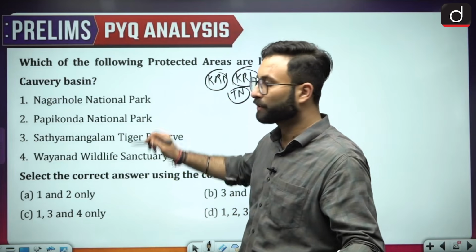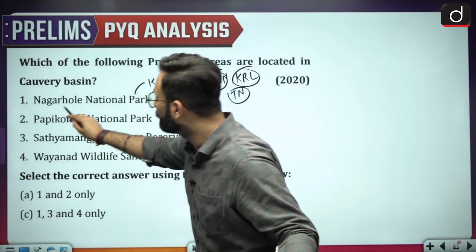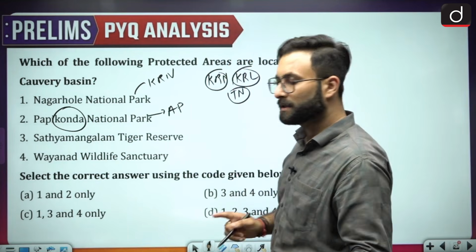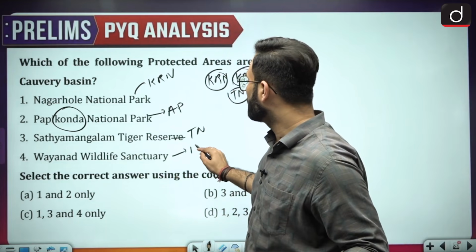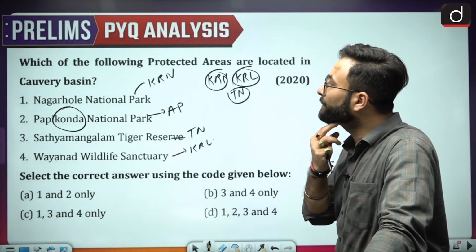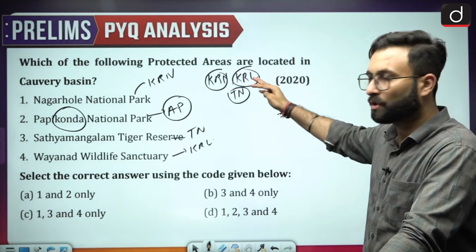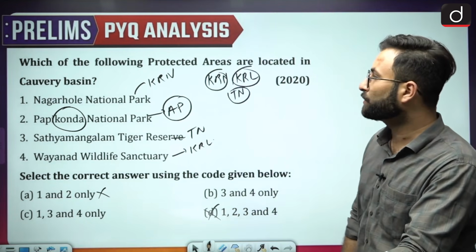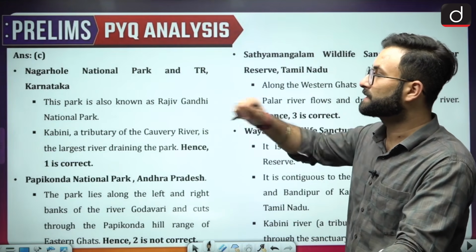Now let's see. Nagarhole is there in Karnataka. Papikonda, this word Konda generally is used in the areas of Andhra Pradesh, so this is there in Andhra Pradesh. Satyamangalam is there in Tamil Nadu. Then coming to Wayanad, that is there in Kerala. So here you can see which ones are in the vicinity of the Kaveri basin. The second one will not be there because obviously that is not part of your basin. So A is gone and D is gone. Then coming to 1, 3 and 4, option C would be your right answer over here.